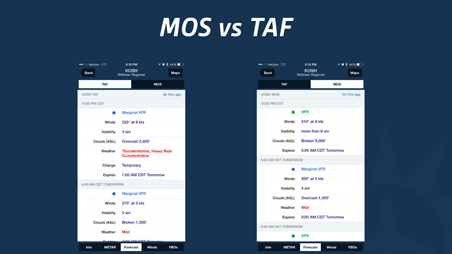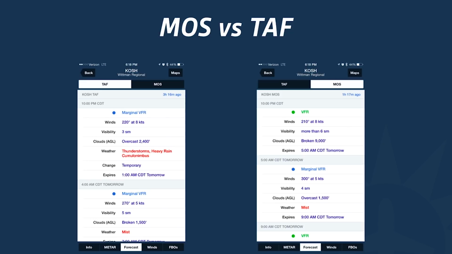And you can see from 10 p.m. to 1 a.m. Central Time for the TAF, the forecaster was looking at a marginal VFR situation with thunderstorms, heavy rain, and cumulonimbus. However, the MOS for that same time period from 10 p.m. all the way through 5 a.m. had no indication whatsoever that any thunderstorms would occur and that the atmosphere would stay essentially VFR.